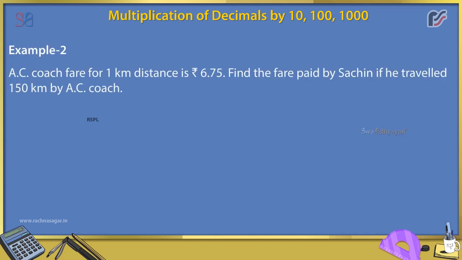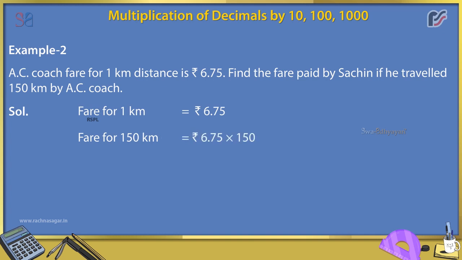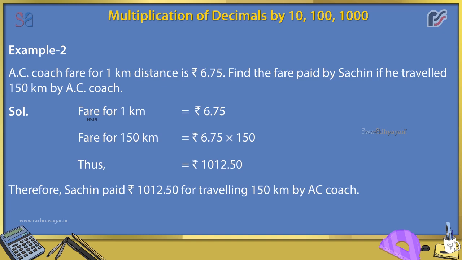Example 2. AC coach fare for 1 kilometer distance is Rs 6.75. Find the fare paid by Sachin if he travelled 150 km by AC coach. Solution. Fare for 1 kilometer is equal to Rs 6.75. Fare for 150 km is equal to Rs 6.75 into 150. Thus, Rs 1012.50. Therefore, Sachin paid Rs 1012.50 for travelling 150 km by AC coach.